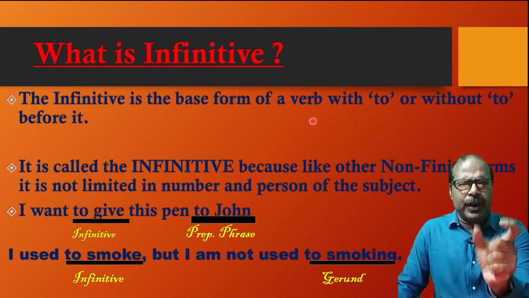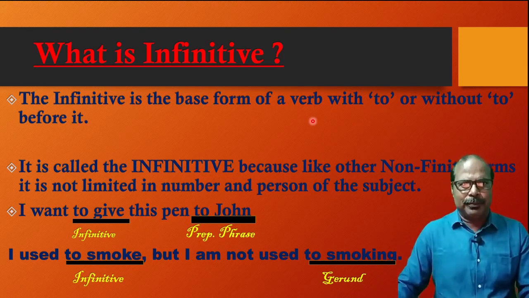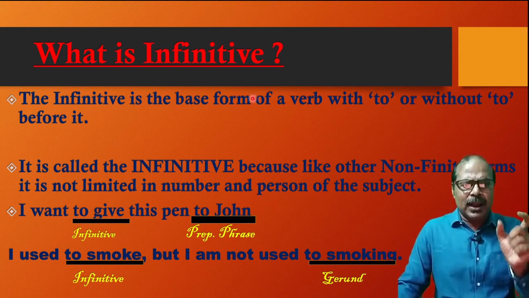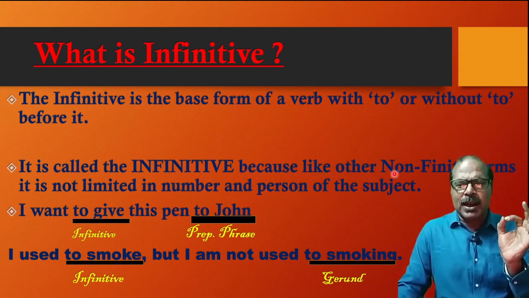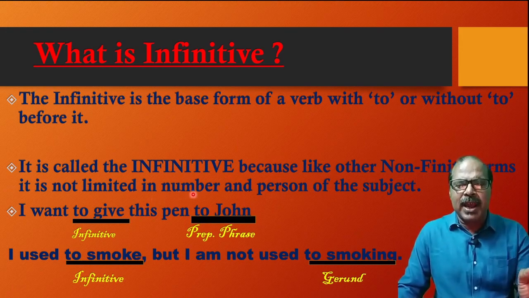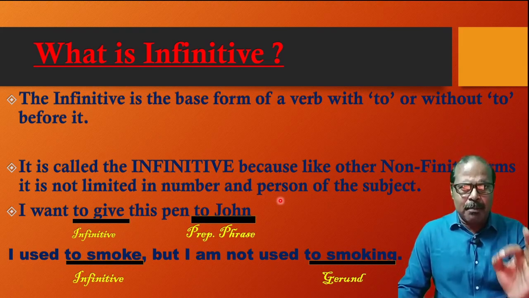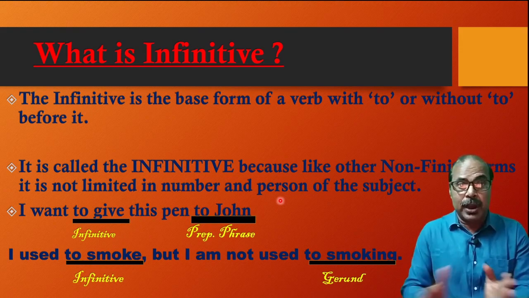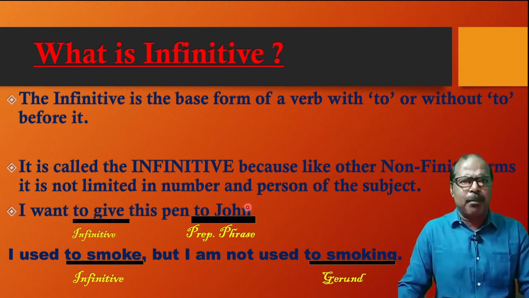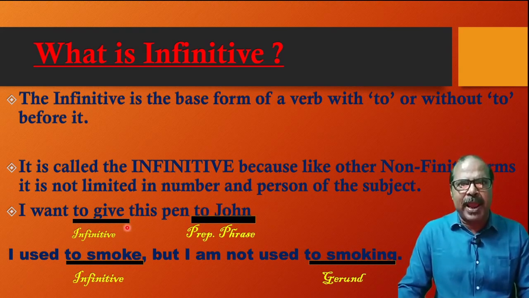The term infinitive means it is not finite, it is not restricted, it is not limited. It is called infinitive because, like other non-finite forms, that means the verbals, it is not limited in number and person of the subject. Let us see an example. I want to give this pen to John.